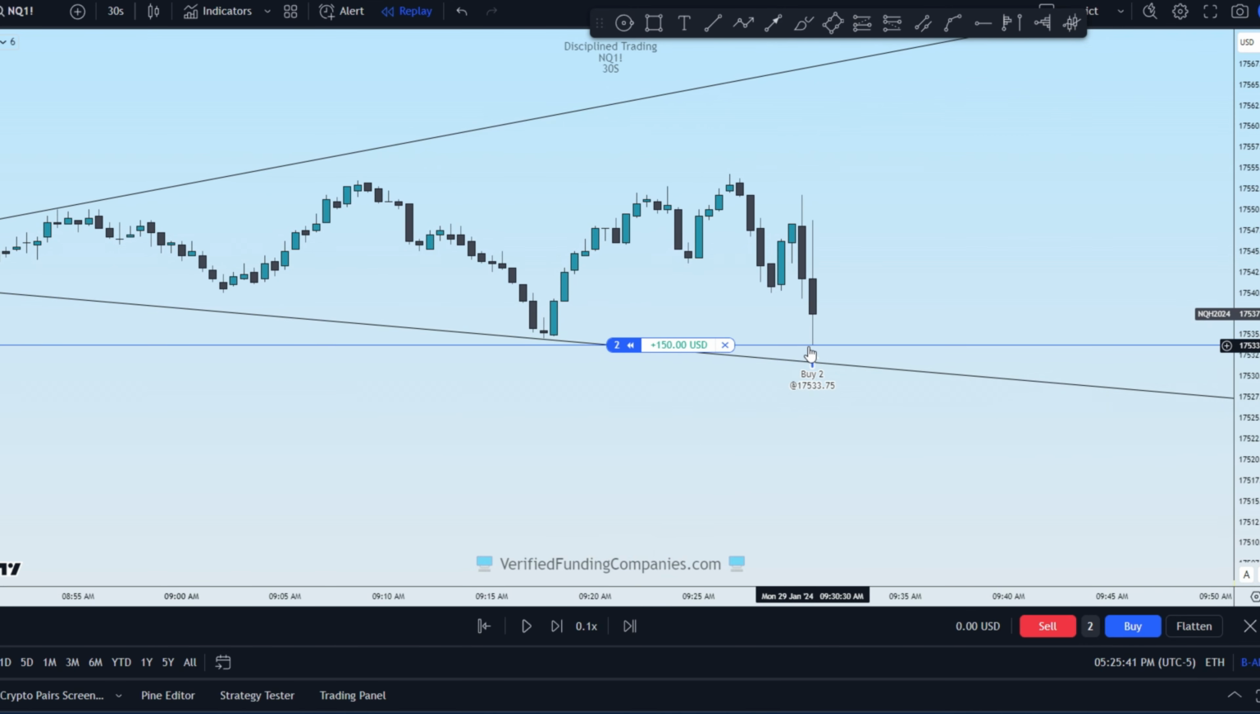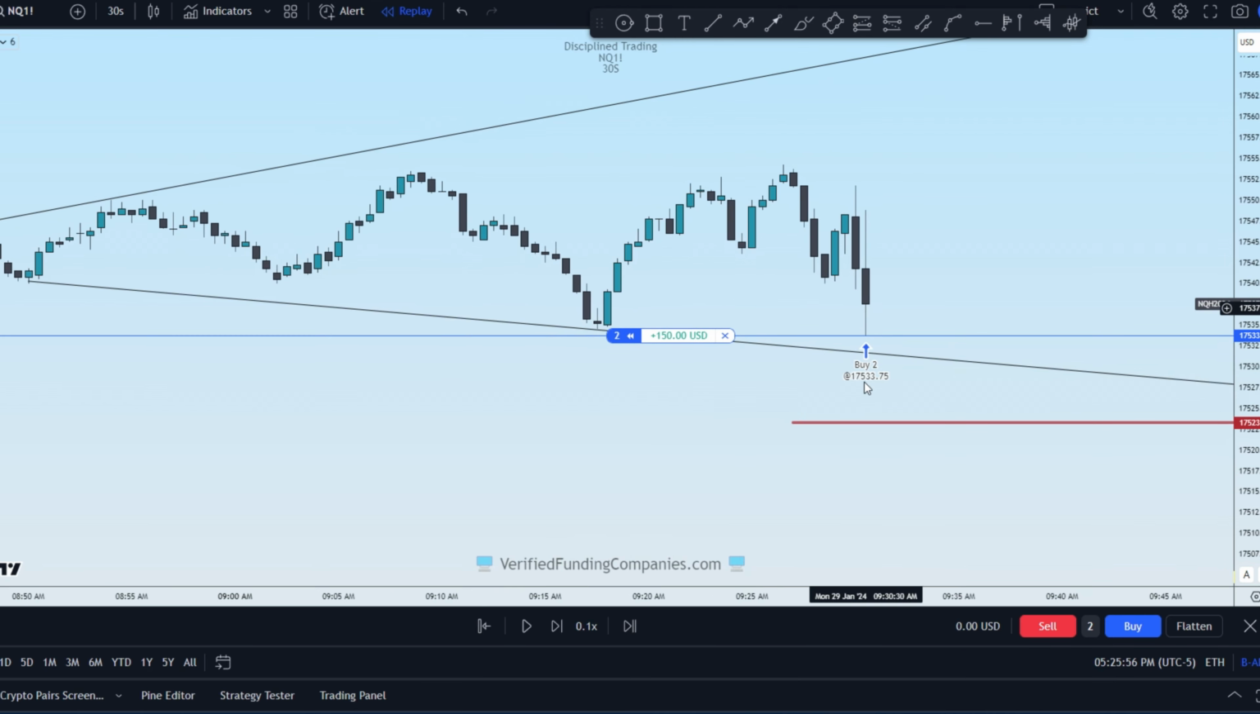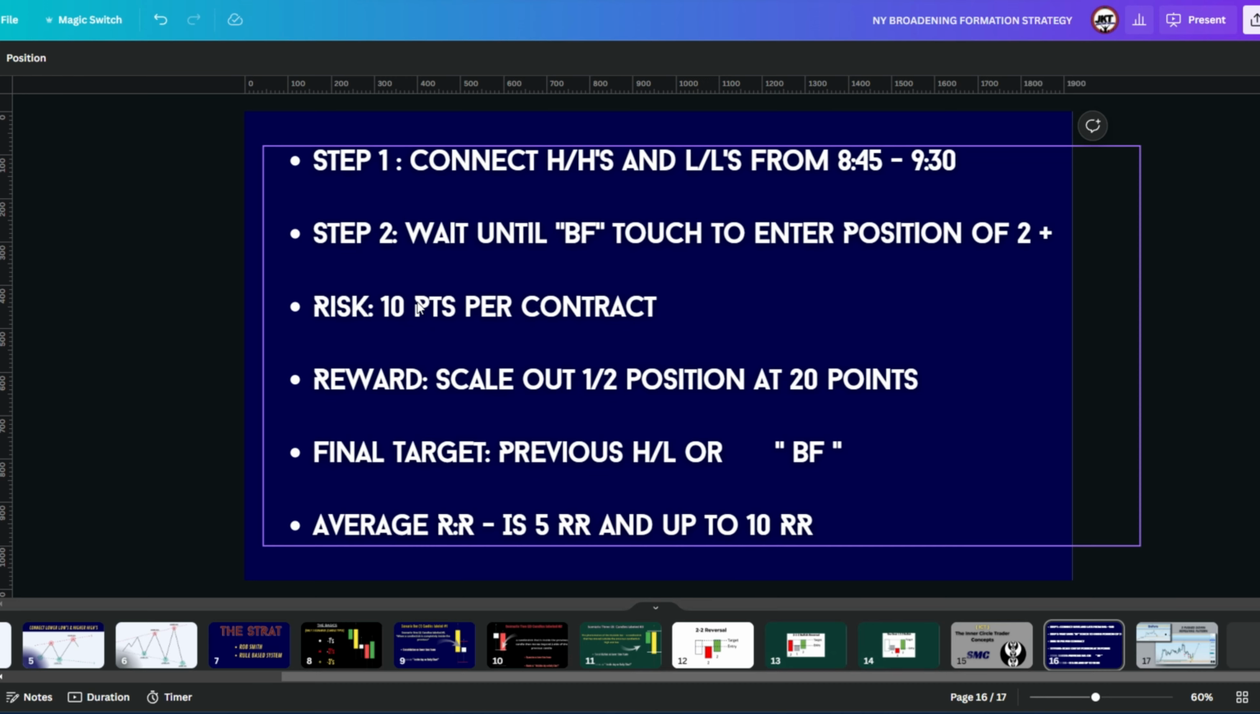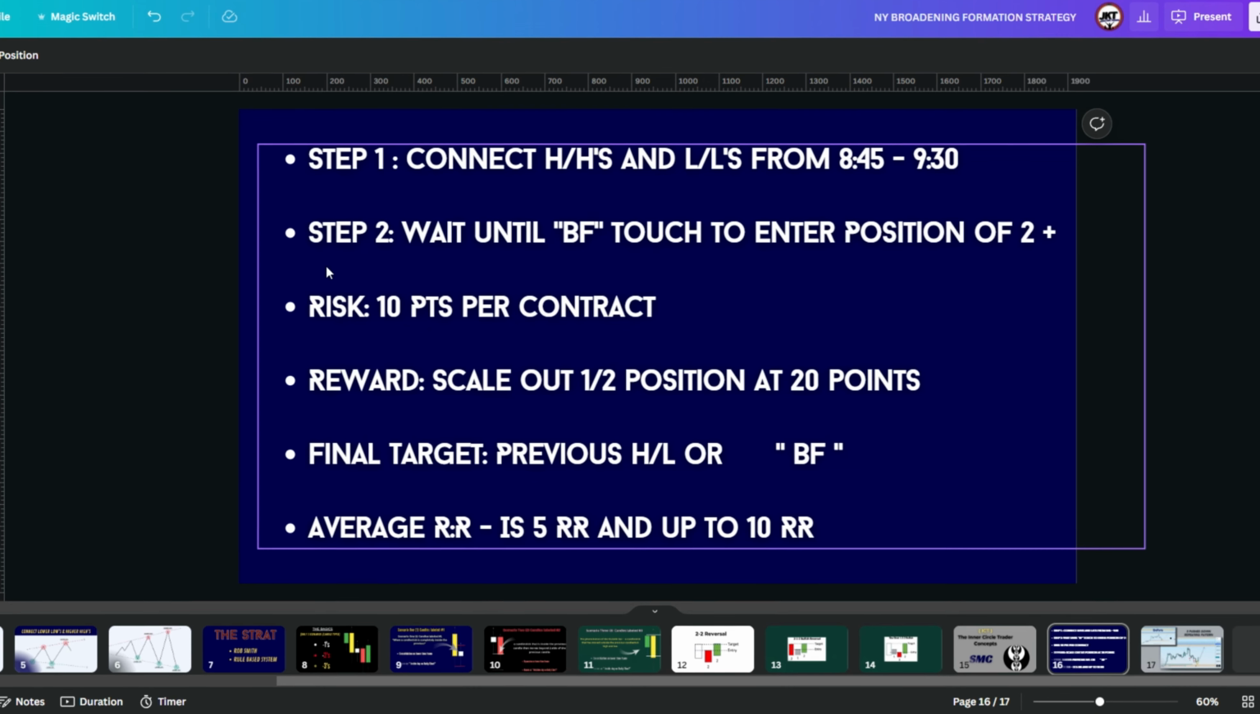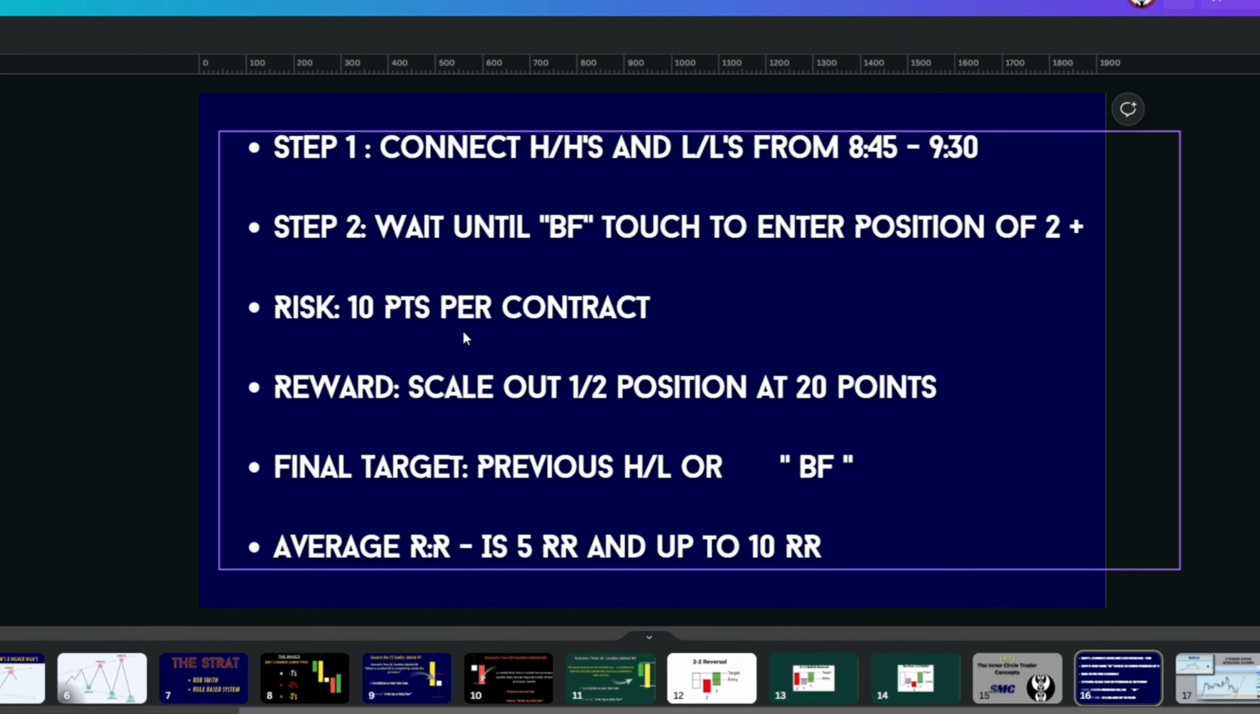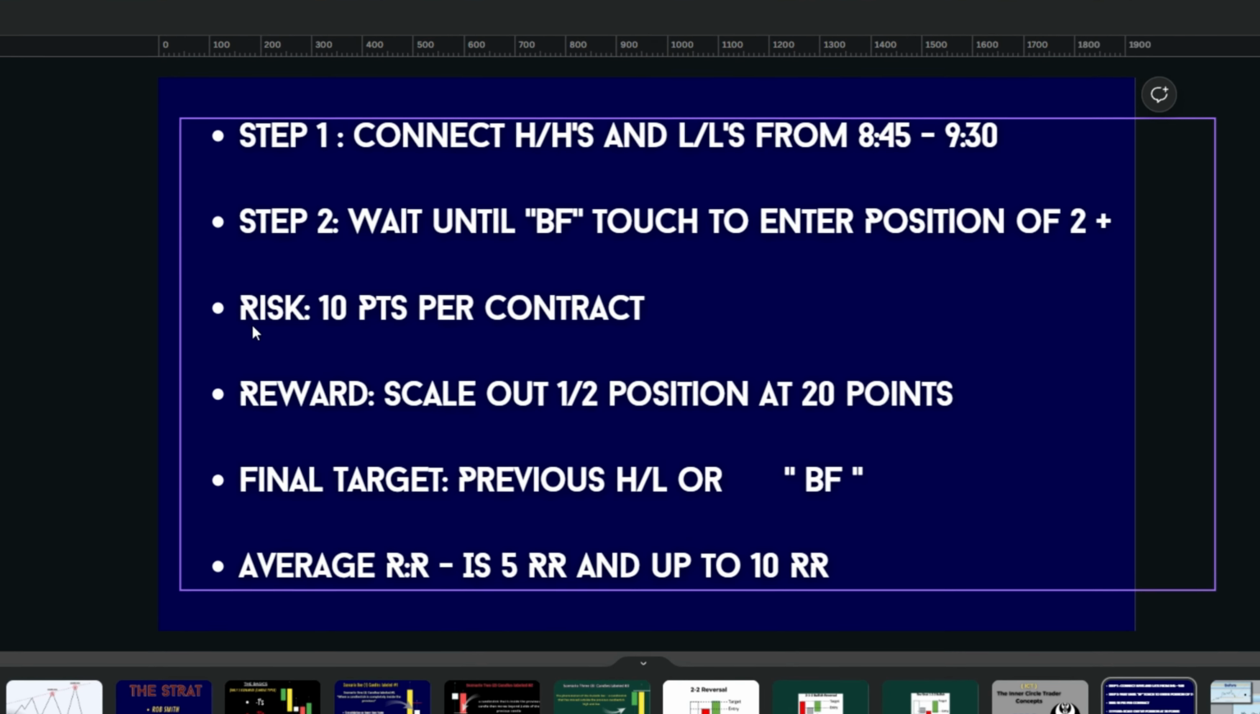We entered at 17533. So you can go all the way down to 1723. It won't let me put a stop in, so we'll just put a made up one here. That would be our stop loss right there. And then step 2 is the risk, right? So 10 points per contract.